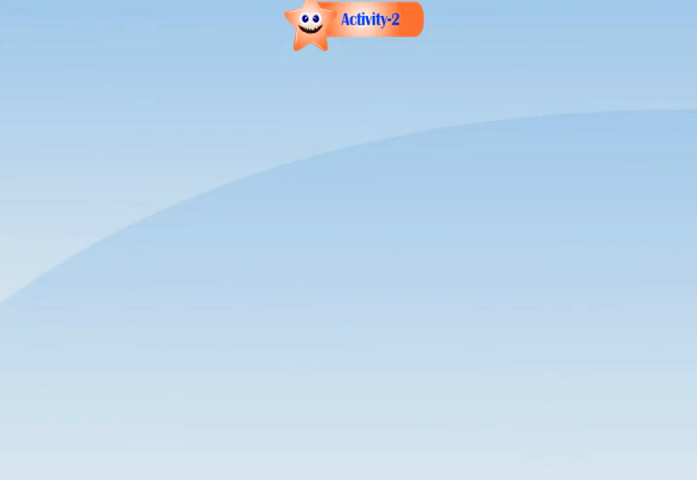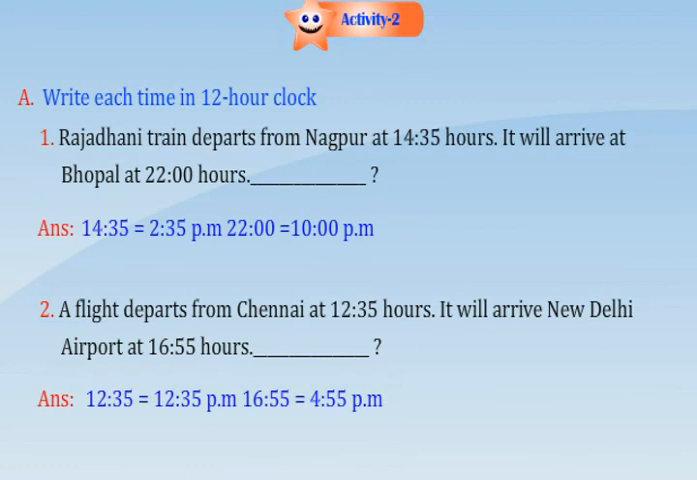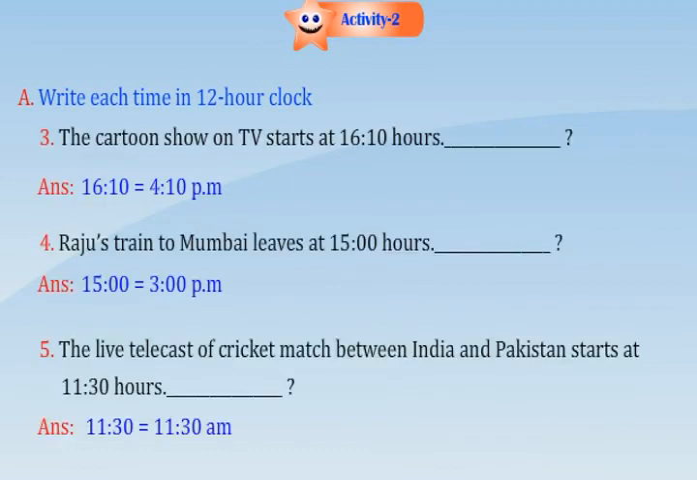Activity 2. Write each time in 12-hour clock. Rajdhani train departs from Nagpur at 14:35 hours. It will arrive at Bhopal at 22 hours. A flight departs from Chennai at 12:35 hours. It will arrive at New Delhi Airport at 16:55 hours. The cartoon show on TV starts at 16:10 hours. Raju's train to Mumbai leaves at 15 hours. The live telecast of the cricket match between India and Pakistan starts at 11:30 hours.